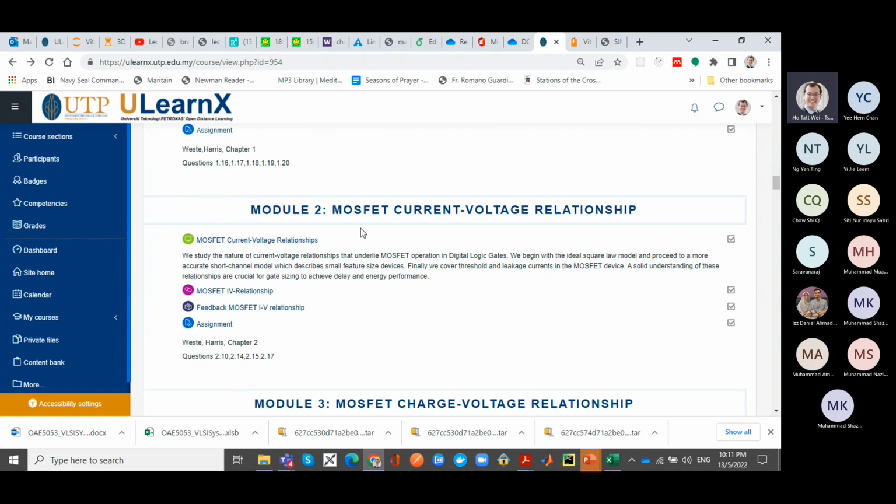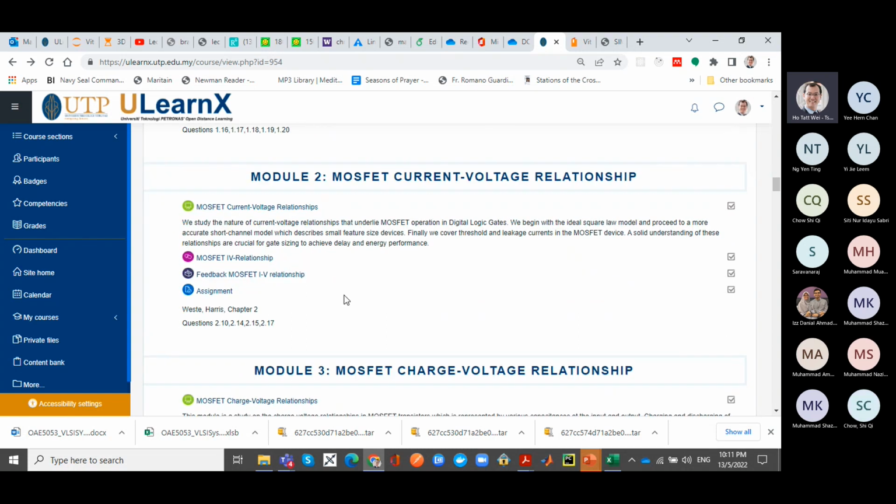Second, this is so important, the current voltage and charge voltage relationship of MOSFETs.